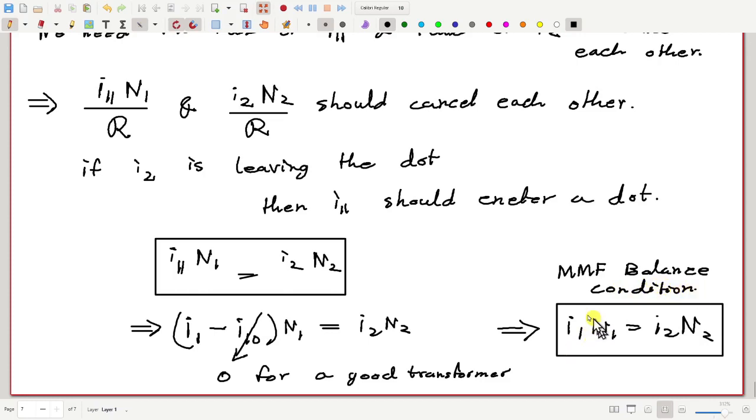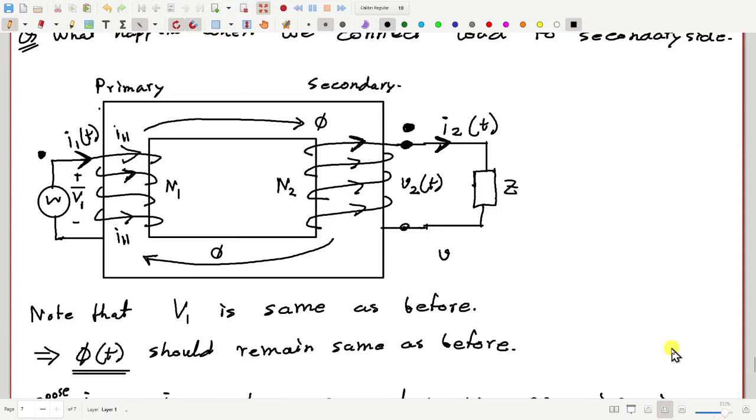The MMF created by the first coil, which is I1 N1, should be equal to the MMF created by the second coil, I2 N2, and they should be in opposite direction. As I stated, if one current is entering the dot, the other current should be leaving the dot at that moment. So they should be equal and opposite. Yes, your question.